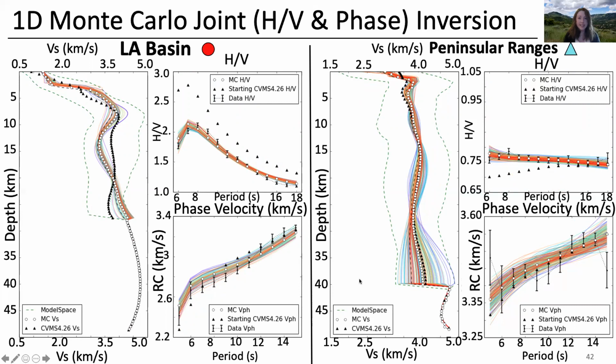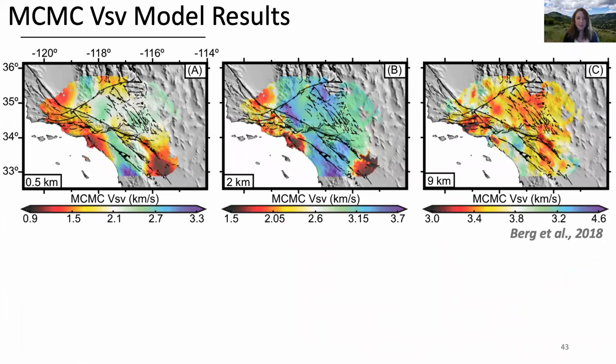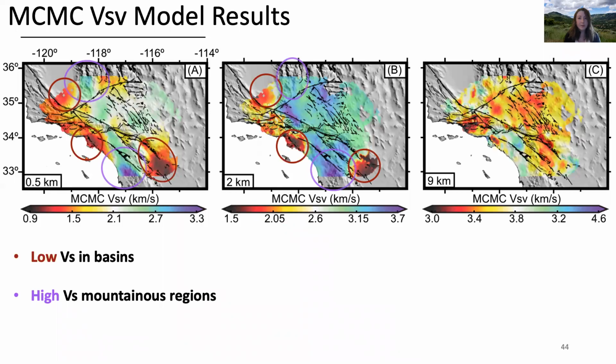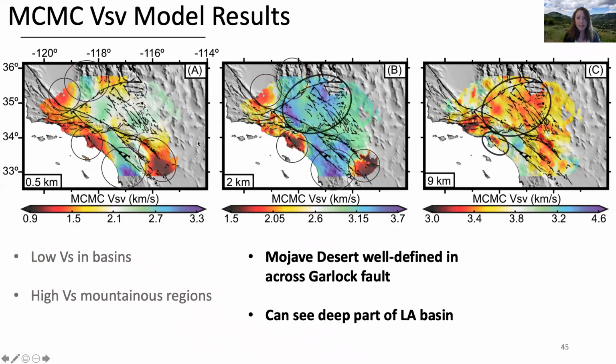We apply this technique to every location in the region and obtain our final shear velocity model results across the region. Here are our results at 0.5, 2, and 9 kilometer depths. Note that the color bar changes with depth in order to capture the different regions. We accomplish our goal of observing major features, including low shear velocities in the basins and high shear velocities in the mountains. We also observe the depth of the LA Basin, and you can see clear contrast across faults, including constraining the Mojave Desert across the Garlock Fault and San Andreas faults.